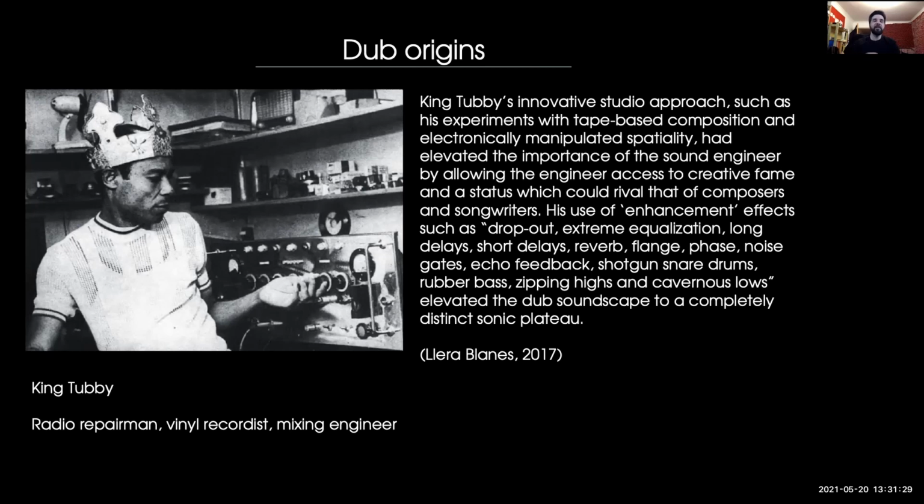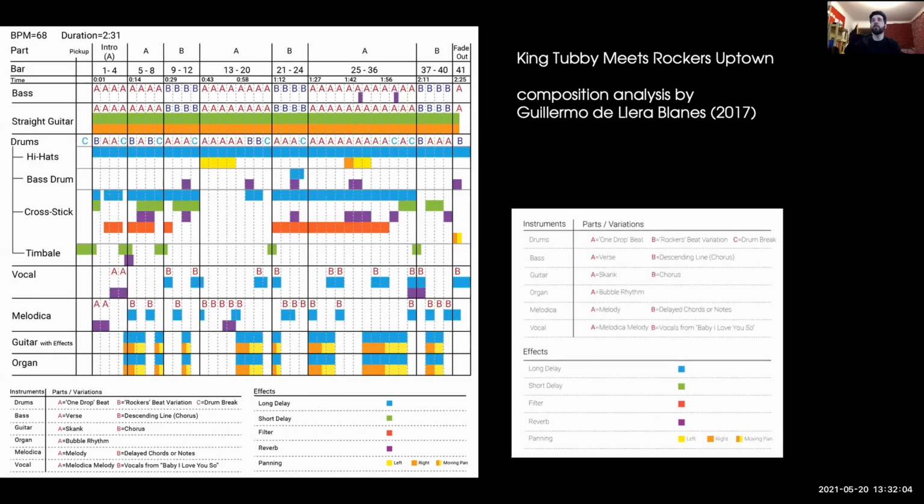So King Tubby developed that idea and started to manipulate the discrete tracks of each instrument separately, using quite obvious effects, to the point that the compositions were almost completely different to the originals. And here, Guillermo de Lera Blanes is a Portuguese researcher who has looked into the lineage of controllers from dub through hip hop. He created a transcription for one of King Tubby's most well-known compositions, the King Tubby mix Rockers Uptown.